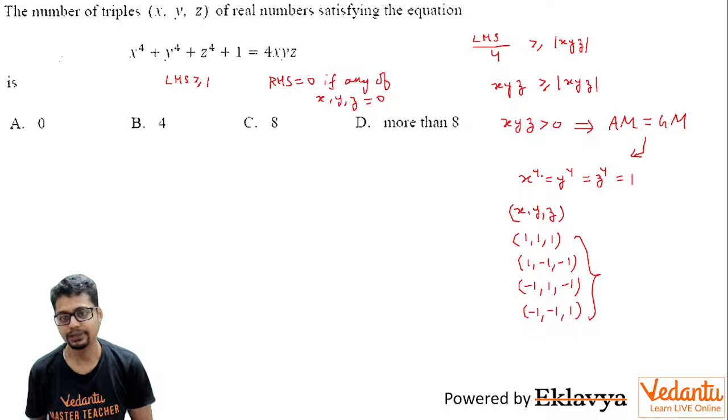So that xyz is positive, and x to the power 4, y to the power 4, z to the power 4 all are 1. So that means the number of triplets is 4.